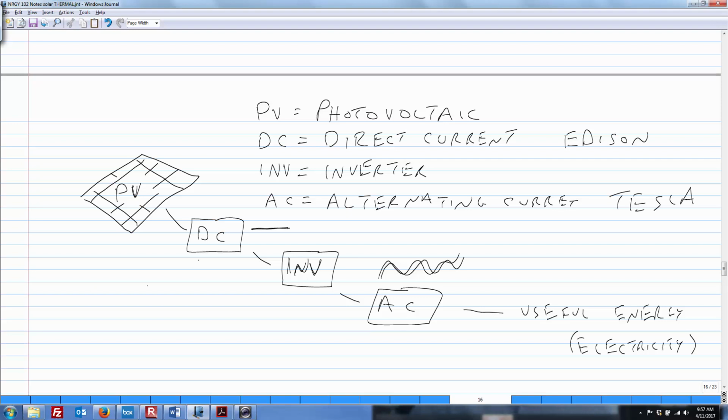And usually coming out of here will be 500 to 600 volts. So it's coming out of here. And this is usually 110 to 220 volts.